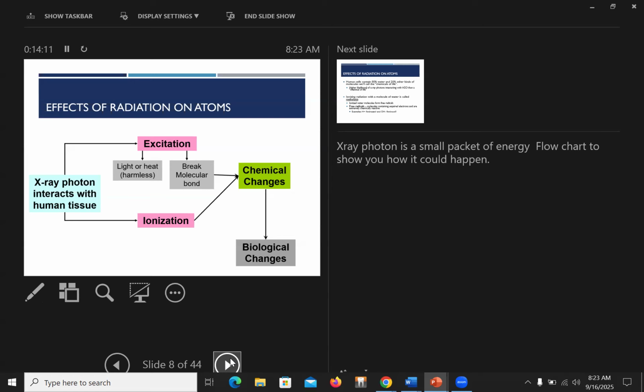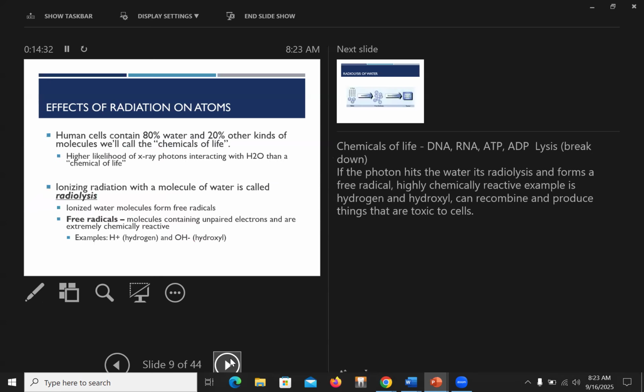So those are the concepts that you want to understand. There'll be questions about that on the next exam. What are the ways that radiation can harm a cell, and there'll be different options there that basically encapsulate this flow chart. So you want to have an understanding of this flow chart.